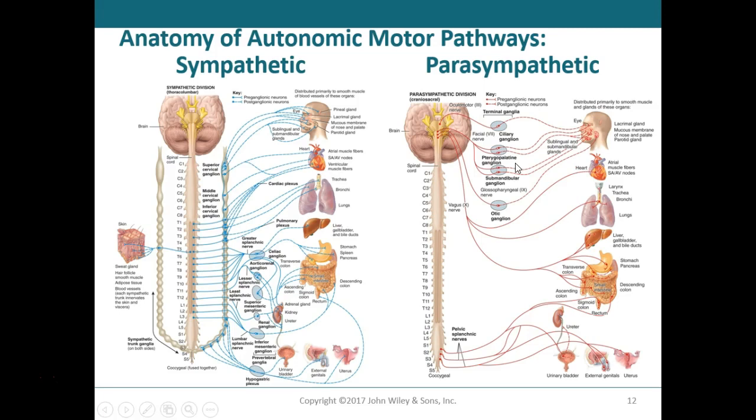So the ganglia are going to be much closer to the effectors, which means that you're going to have longer axons on your preganglionic axons, and then shorter axons going out to those effectors, so your postganglionic axons.